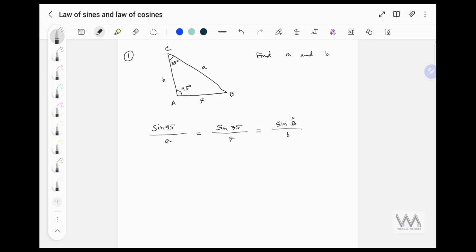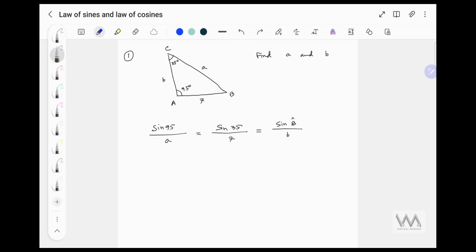In this video, we will go over a couple of examples to demonstrate law of sines and law of cosines. So we have this triangle given, and we are told to find A and B, so basically the two sides of this triangle.